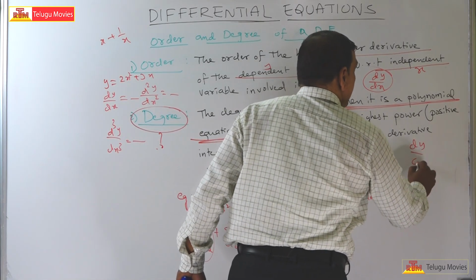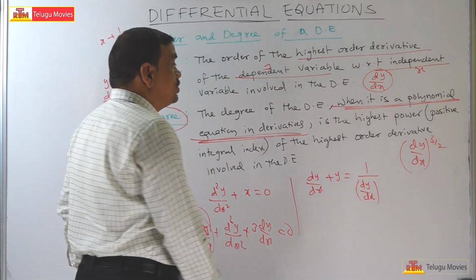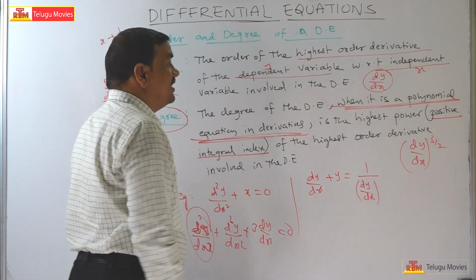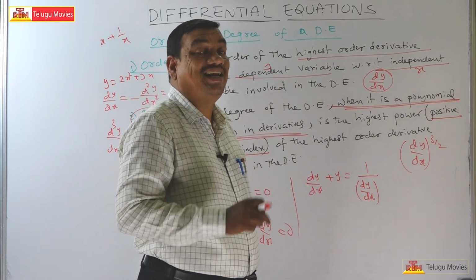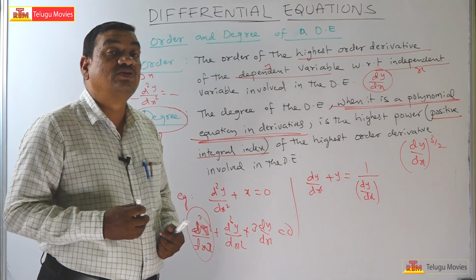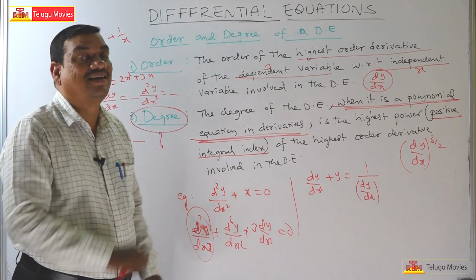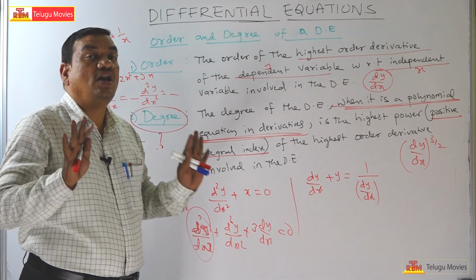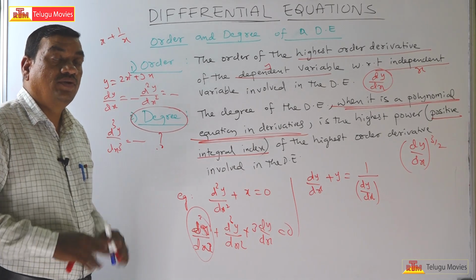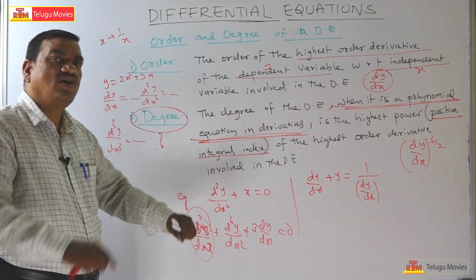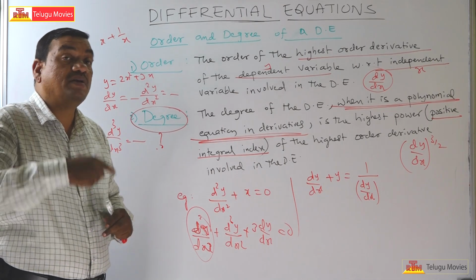Like that, if any derivative is there, for example dy by dx whole power 3 by 2, the degree is the highest power of the derivative, and the power should be a positive integral index. Positive integral index means what? Either 1, 2, 3, 4, 5. That means simply it should be a natural number. So degree is always a natural number. Given a differential equation, order always exists. Degree may exist, may not exist. That depends upon the equation.